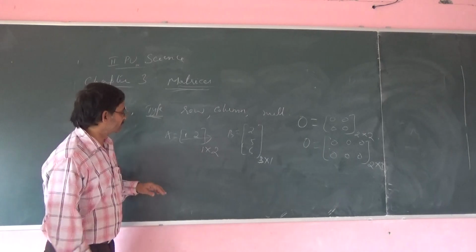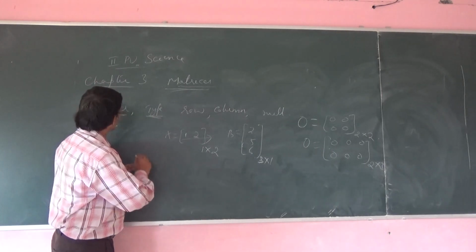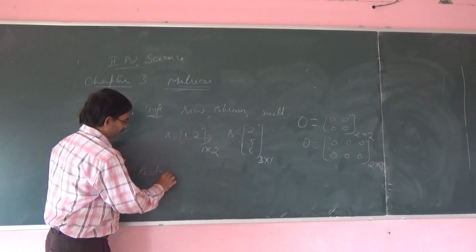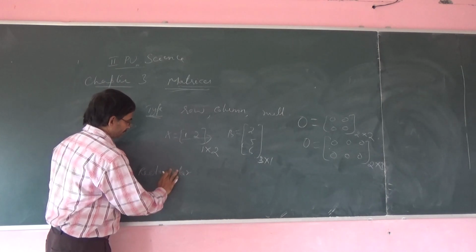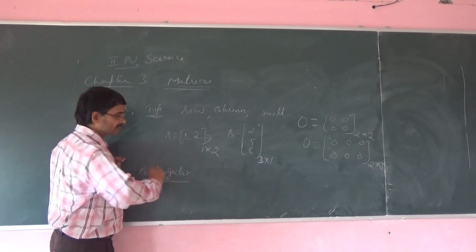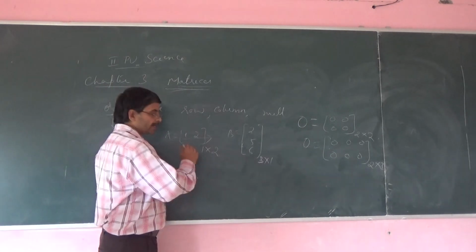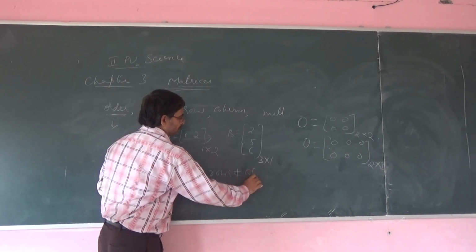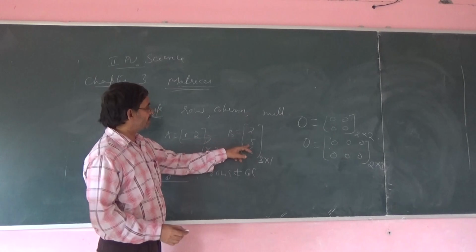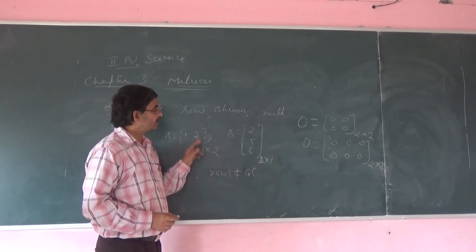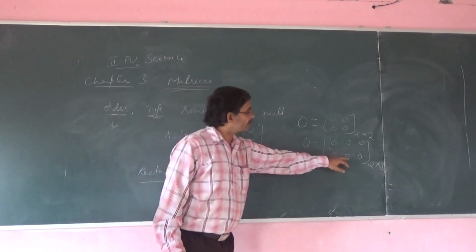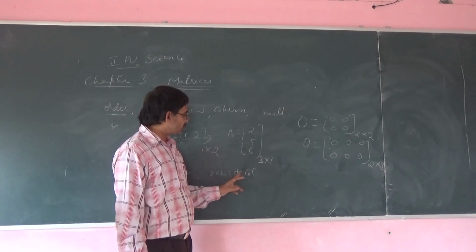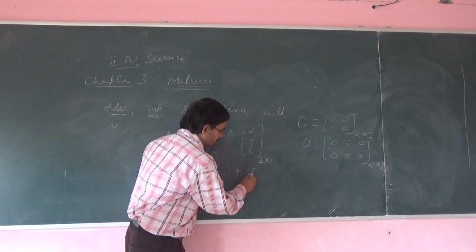Next, square matrices. Before square matrices, rectangular matrices. Rectangular matrices are those where number of rows is not equal to number of columns. For example, these are all rectangular matrices. This is one more rectangular matrix. Order is such that number of rows is not equal to number of columns.